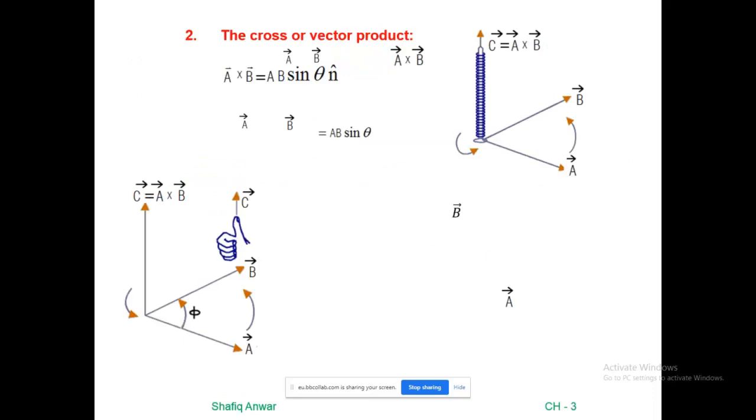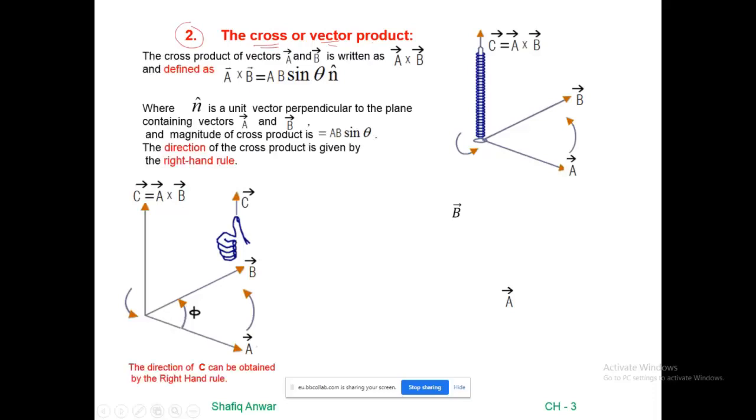Now the second type of multiplication is the cross or vector product. We call it vector product because your resultant is a vector, and we call it cross because we use a cross in between the multiplication. You see here, A vector cross B vector.